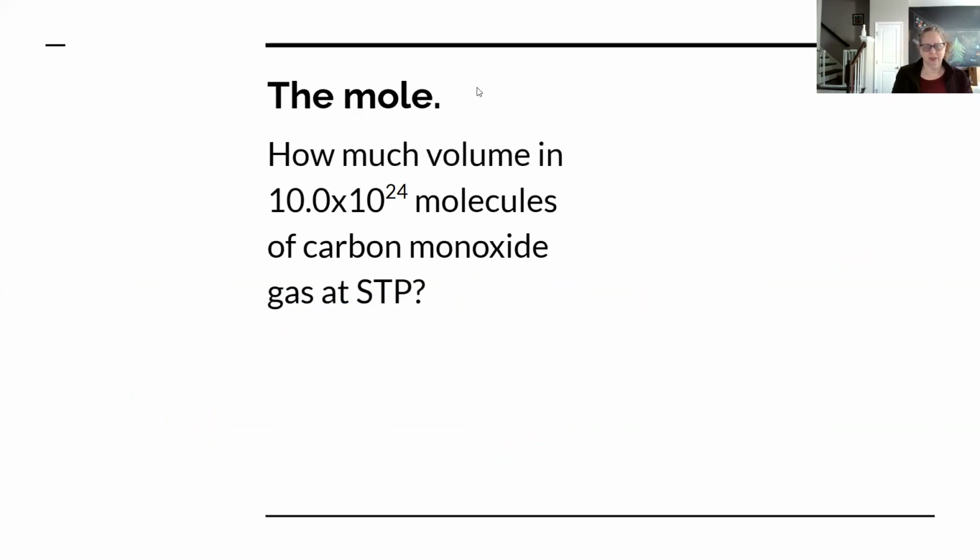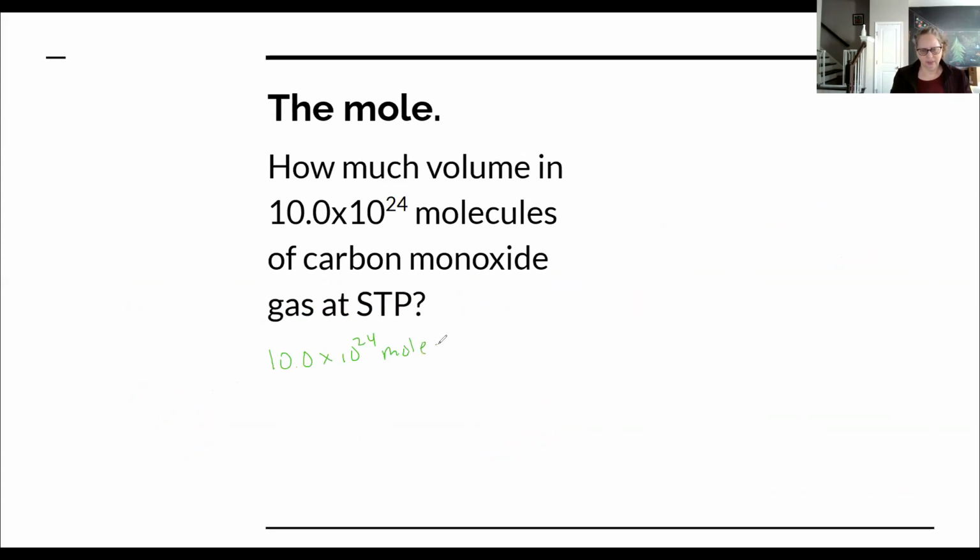How much volume in 10.0 times 10 to the 24th molecules of carbon monoxide? The known goes on the left side, the unknown goes on the right side. How did I know liters for volume? Typically, we will use milliliters, liters, decimeters cubed, centimeters cubed, and sometimes the medical cc's. But when I'm doing mole conversions, my base unit is liters. So unless they tell you otherwise, you're going to use liters for year 1 chemistry when they ask you for the volume of something and you're doing a conversion.